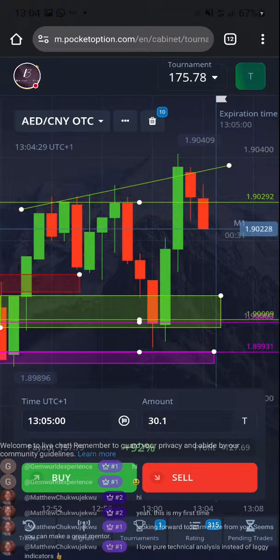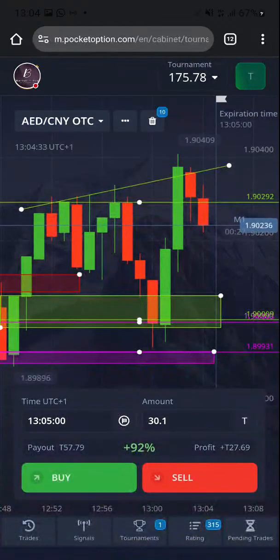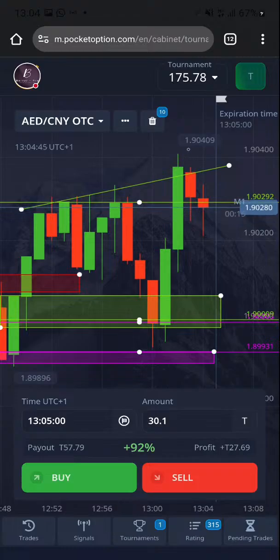Yes, Matthew says he likes pure technical analysis instead of those lagging indicators. Yes, it's the best actually. Funny enough, I use some indicators, but I usually don't use them all the time. You understand? So when we have price break this level now, we will be expecting a red candle. But first, you saw that I took a trade on this round number.